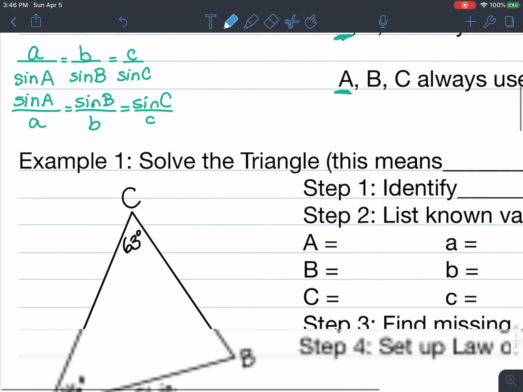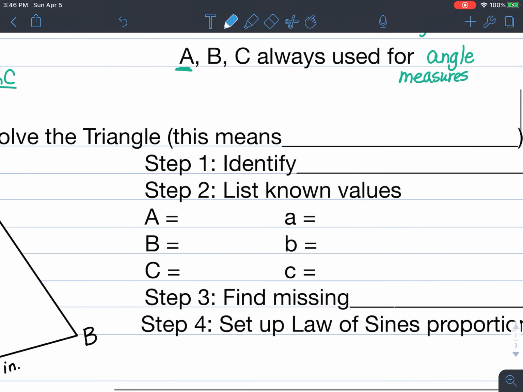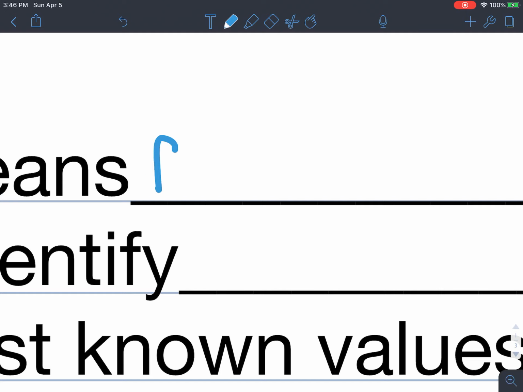So let's start with an example. So here we go. We have this triangle here, and this stuff has all been given to you, so you have this on your paper already. So solve the triangle. So first let's review, what does it mean to solve the triangle? This means to find all the missing sides and angles.